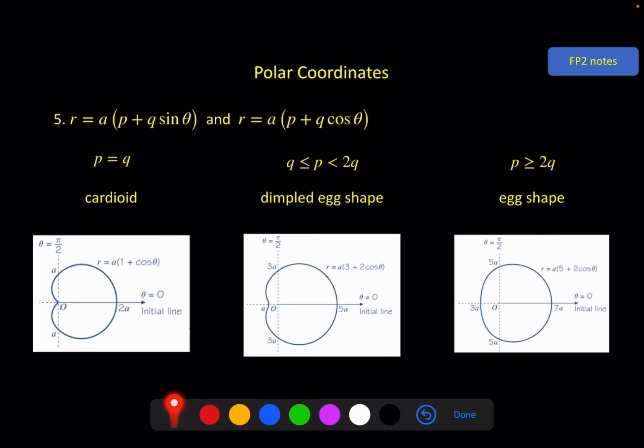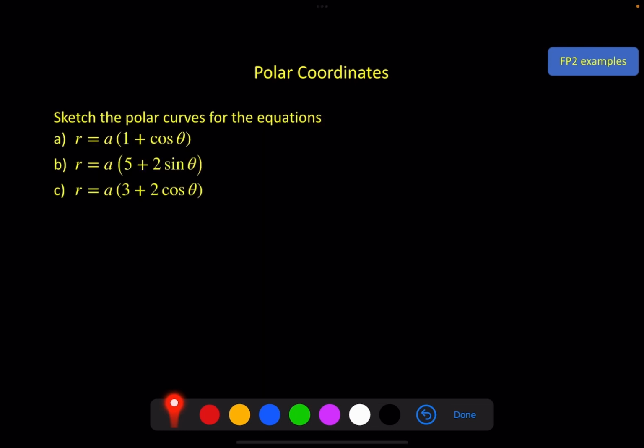Like I said earlier, if you forget all of this, you can of course just create a table of values, plot a few points, and that should give you a general idea of what's going on in the graph as well. But if you can remember those 3, it makes plotting things like this much easier. Our final examples sketch each of these.